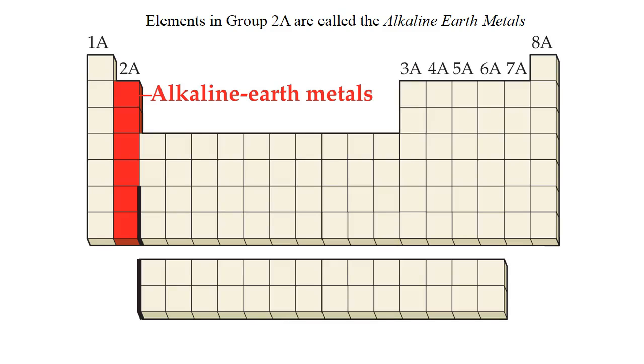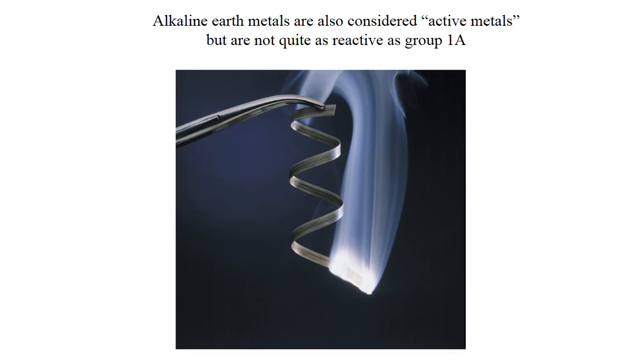Group 2 are called alkaline earth metals. They begin with beryllium, magnesium, calcium, etc. They tend to be relatively reactive. So alkaline earth metals are also considered, quote, active metals. When we say active metals, that means they are reactive, but they're not nearly as reactive as the alkali metals. And we'll talk about why.